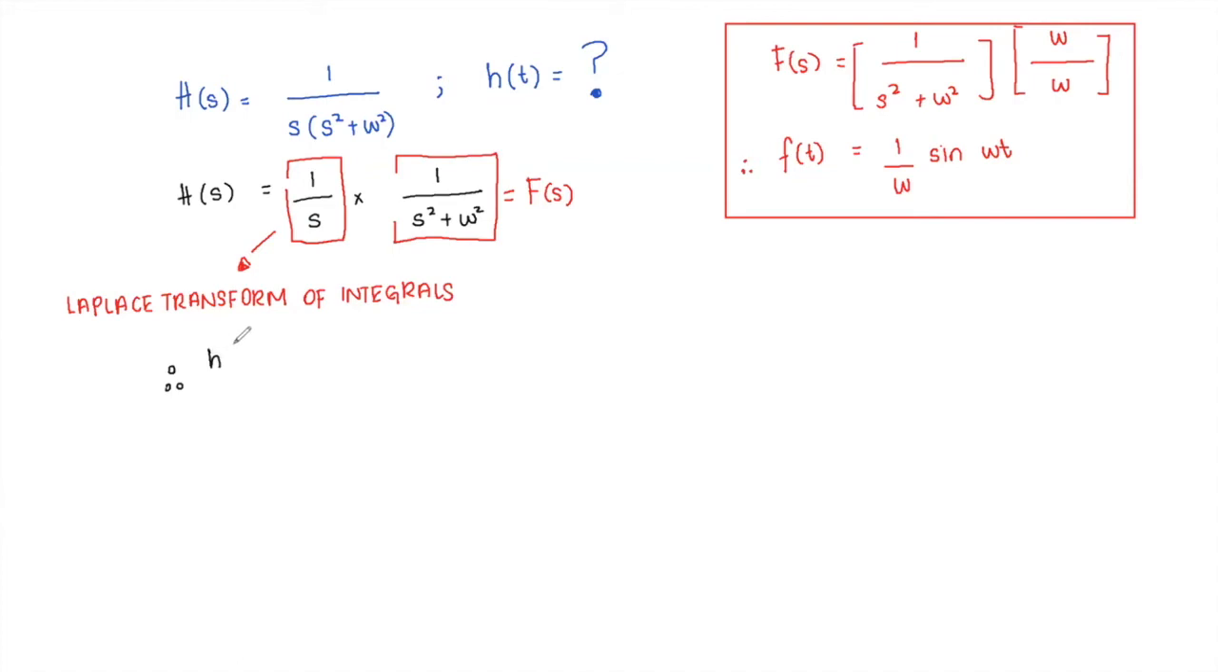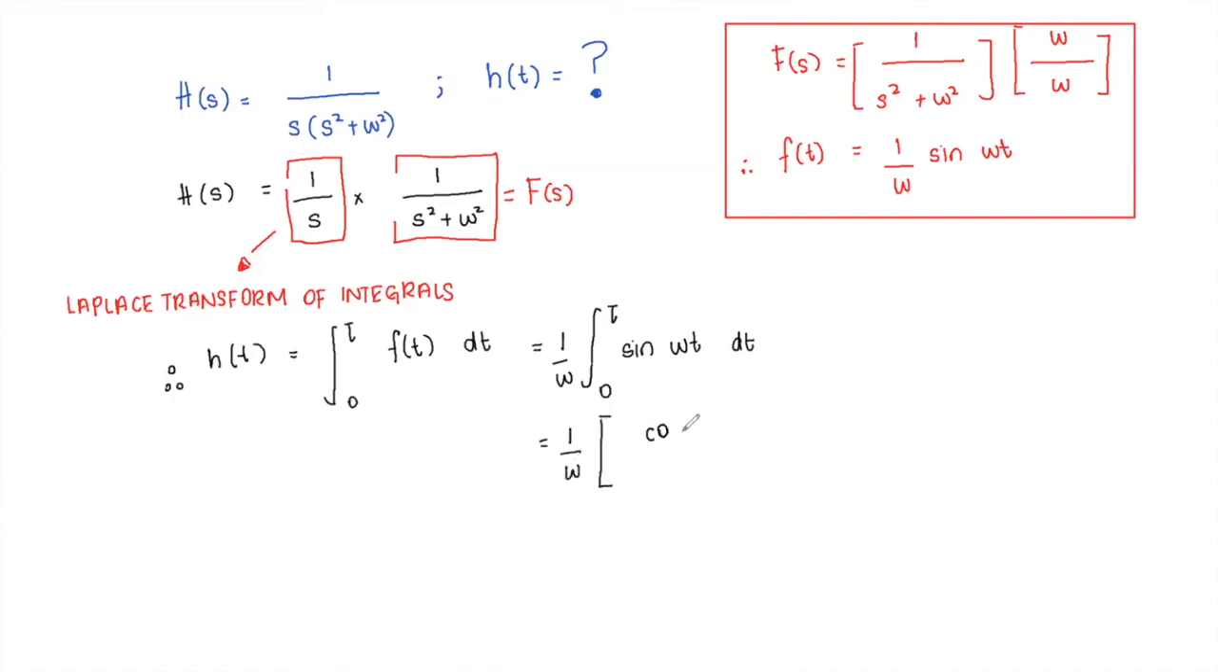Therefore, here we can summarize h(t) as the integral function of f(t) from 0 to tau. As such, it is equivalent to 1 over omega integral of sine omega t dt from 0 to tau. So this is equivalent to 1 over omega cos omega t. Don't forget your negative here, over omega, and it should vary from 0 to tau.